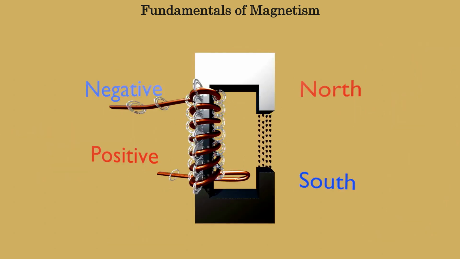And here's another example of a magnetic field flowing from the north pole to the south pole through an air gap.